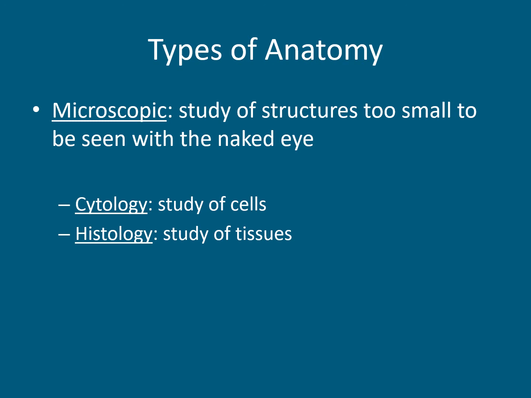Microscopic anatomy is where you are looking at structures that are too small to be seen with the naked eye. So you're going to have to use a microscope in order to see this. Two subdivisions of this are cytology. Cyto means cell, so this is the study of cells. And histology, histo refers to tissue, so it's a study of tissues.